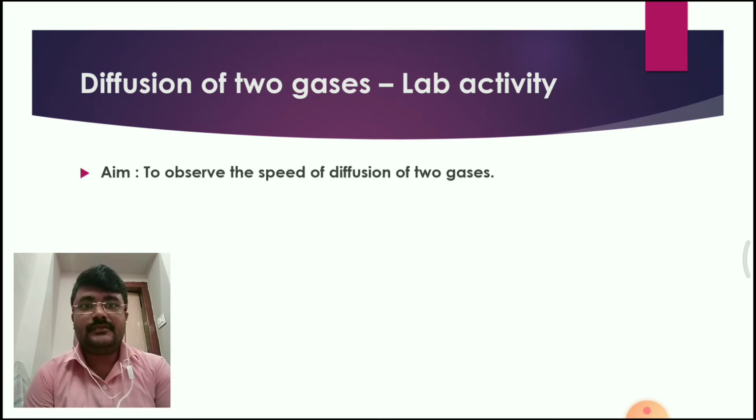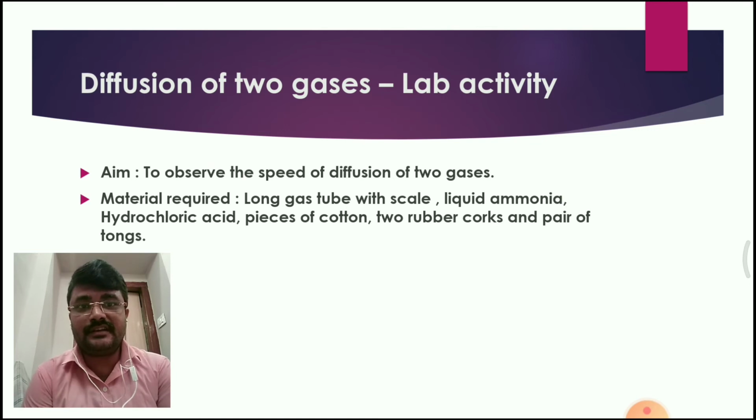See here, what is the aim of our lab activity? To observe the speed of diffusion of two gases. For this we have the materials required: a long gas tube with scale, liquid ammonia, hydrochloric acid, pieces of cotton, two rubber corks and a pair of tongs.